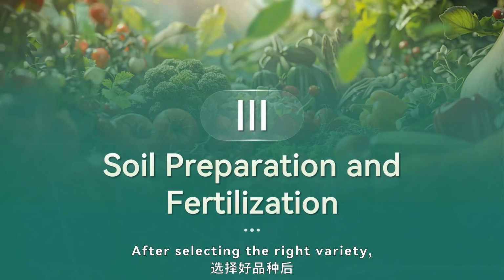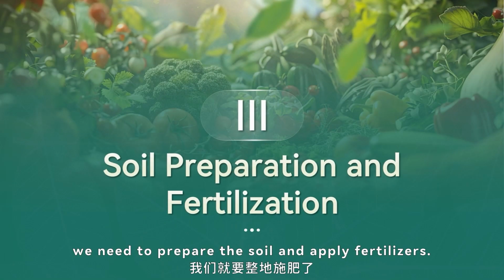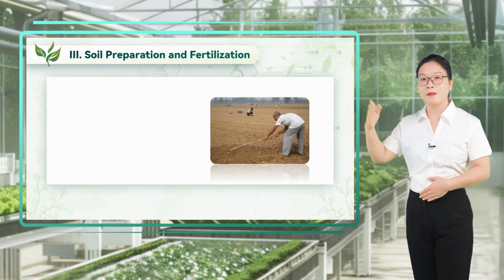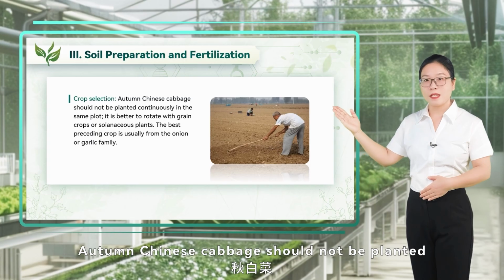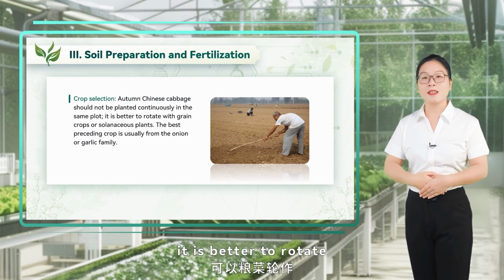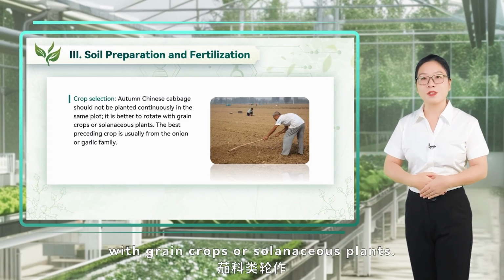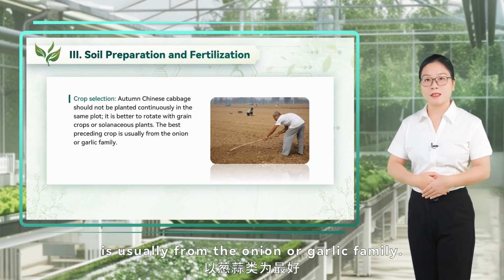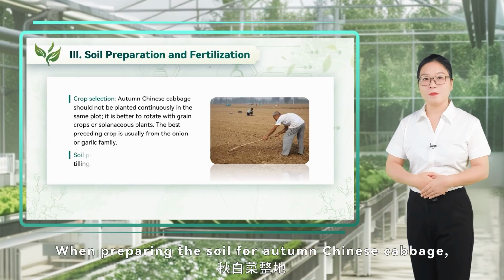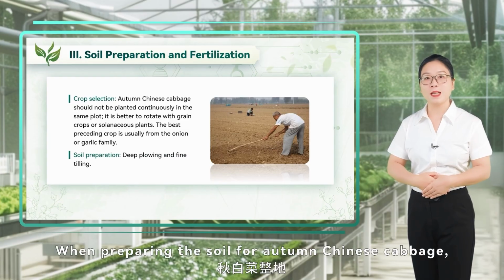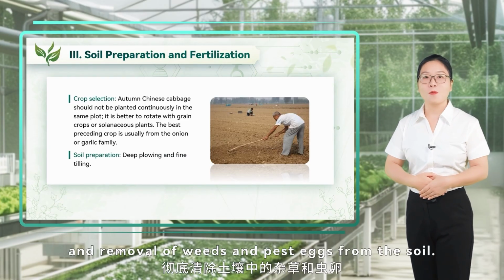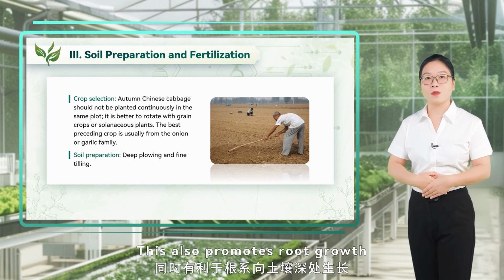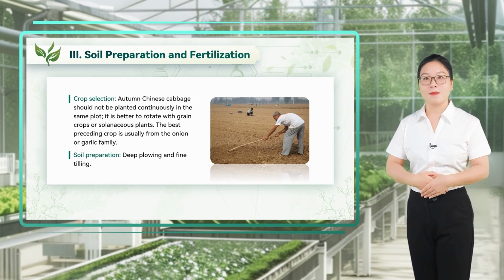After selecting the right variety, we need to prepare the soil and apply fertilizers. Autumn Chinese cabbage should not be planted continuously in the same plot. It is better to rotate with grain crops or solanaceous plants. The best preceding crop is usually from the onion or garlic family. When preparing the soil for autumn Chinese cabbage, ensure thorough plowing and removal of weeds and pest eggs from the soil. This also promotes root growth and nutrient absorption.